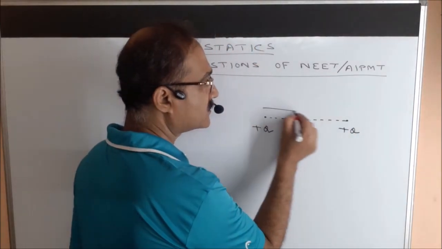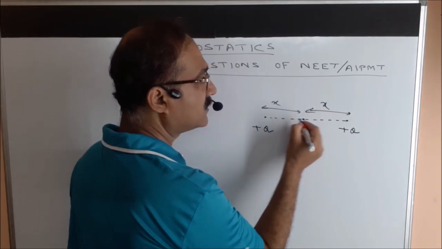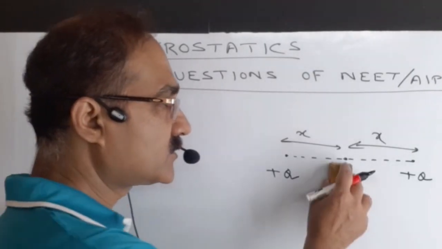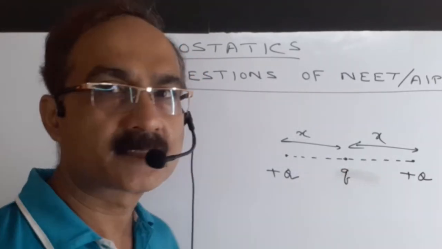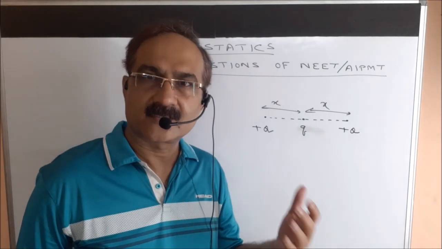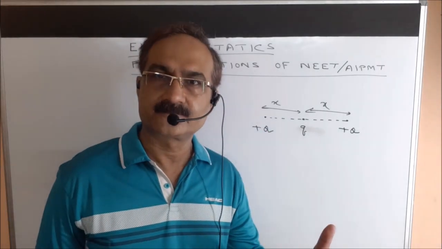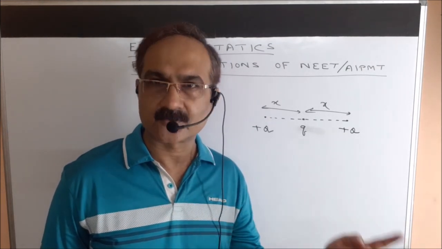charges. So that means if this is x, this is also x. So this is the midpoint. And it's given in the question the third charge is q. So instead of naming the point, let me name it as q. Now the question says these three charges should be in equilibrium. And for that, what is the condition? There are four options as usual.